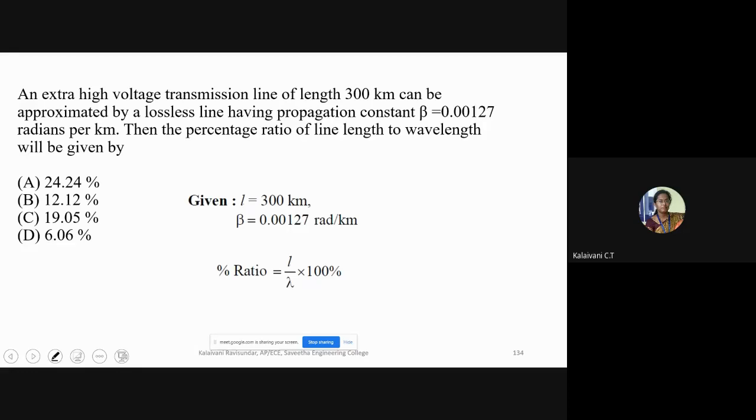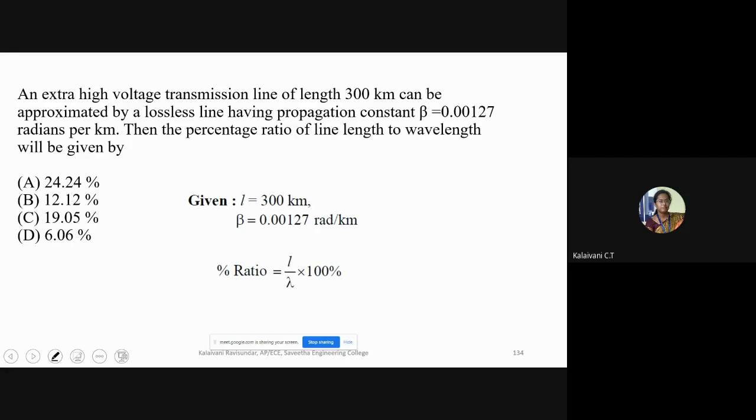So next question. An extra high voltage transmission line of length 300 kilometers can be approximated by a lossless line having propagation constant beta equal to 0.00127 radians per kilometer. Then the percentage ratio of line length to wavelength will be. So they are given L is 300 kilometers, beta is given as 0.00127. Our question is to find the ratio of line length to the wavelength.